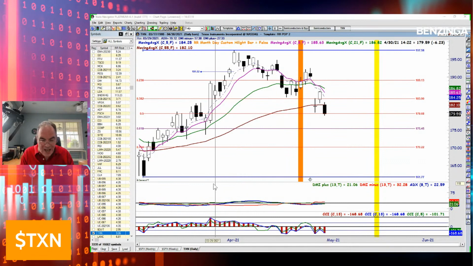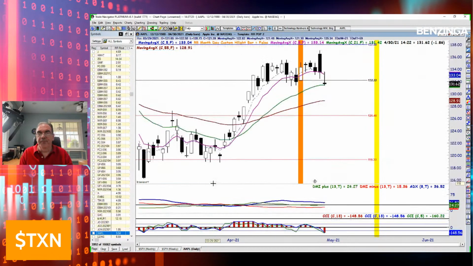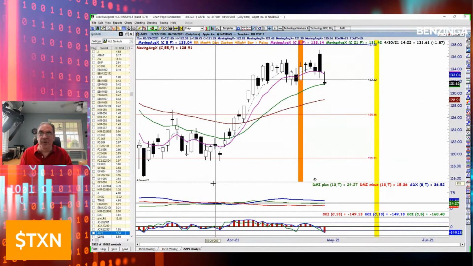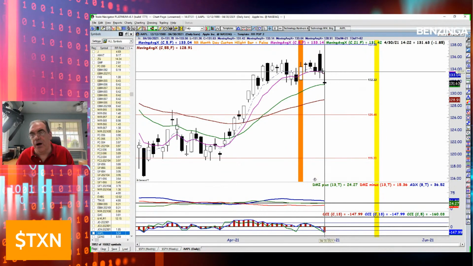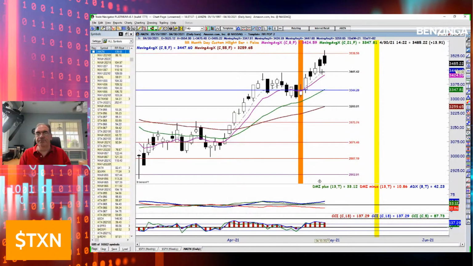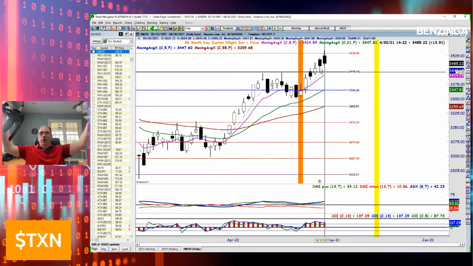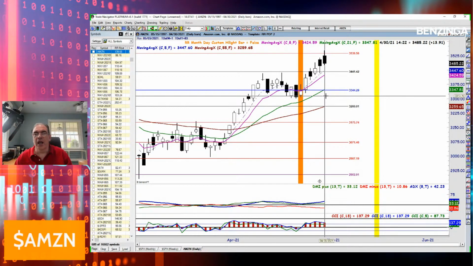If I go to Apple, Apple right now is in a bullish neutral bias. It's down below the top moving average, but above the second one. So I'm still bullish, but it has to get above the pink line in order for me to trade it. Amazon. Boom, home run. I'm buying a call option on it.